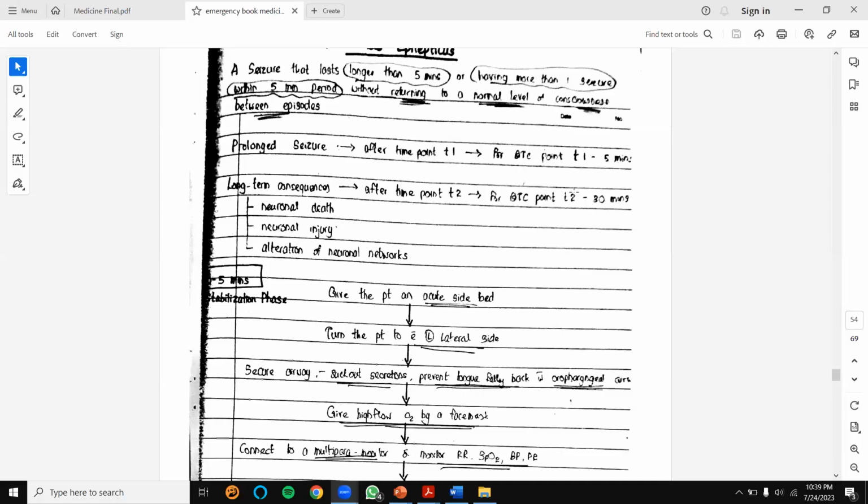Yeah, just one more part. I know it's a lot, but we'll quickly do status epilepticus and then finish from there. So that is also another question that they can ask. I think everyone has this emergency book. If not, I'll send it on the group.